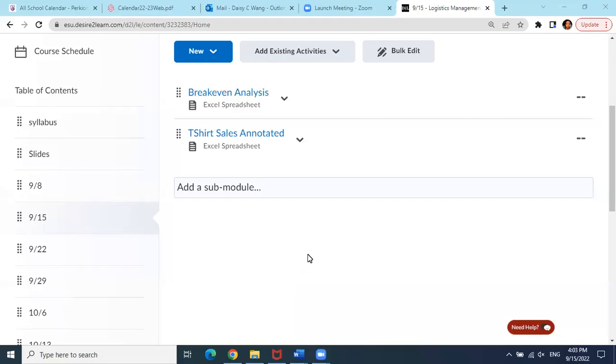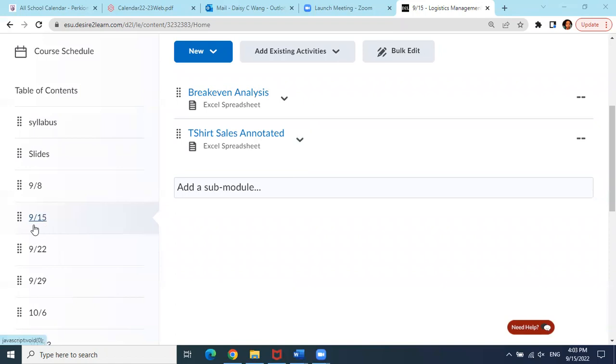Hello. So today there was some issue with Zoom, and it turns out it's a global thing. It's not just happening at ESU. A few of you were lucky to be able to log in, but the rest of us couldn't log in.